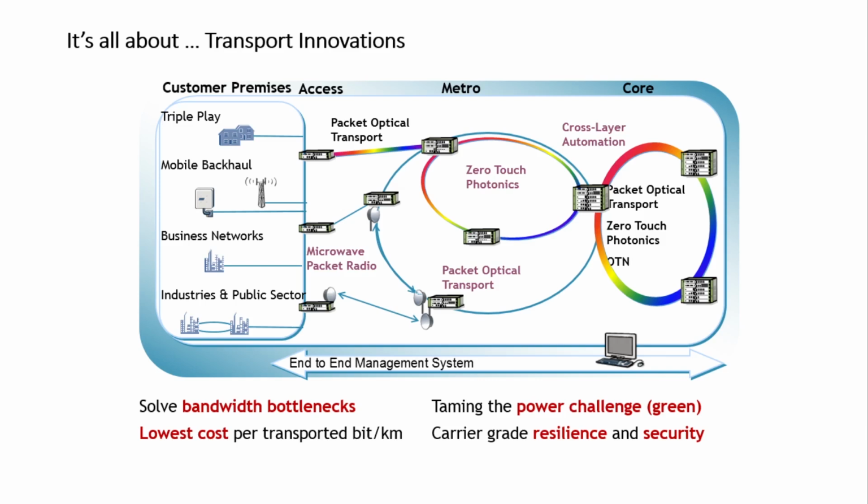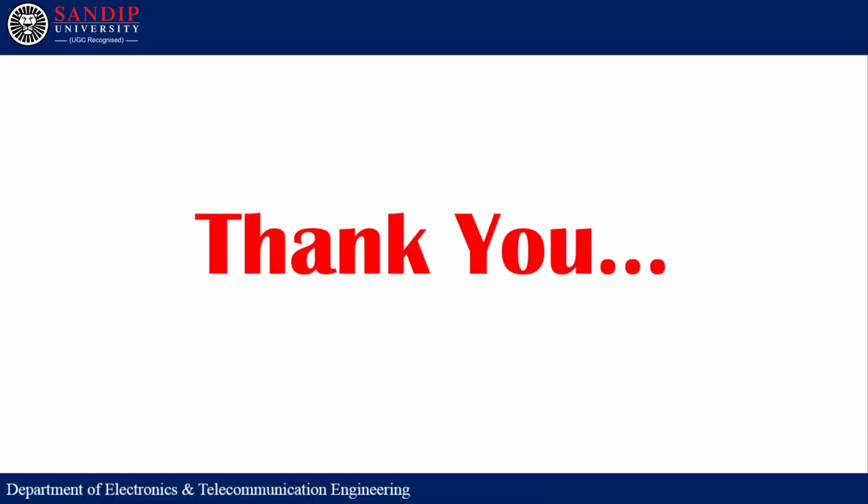triple play, mobile backhaul, business networks, industrial, public sector. After that, the microwave packet radios are transmitted with the help of the optical fiber network across the different layers, and after connecting to routers, the signal is transmitted to the end user management system. So these were the basic introduction to wavelength division multiplexing using optical fiber.